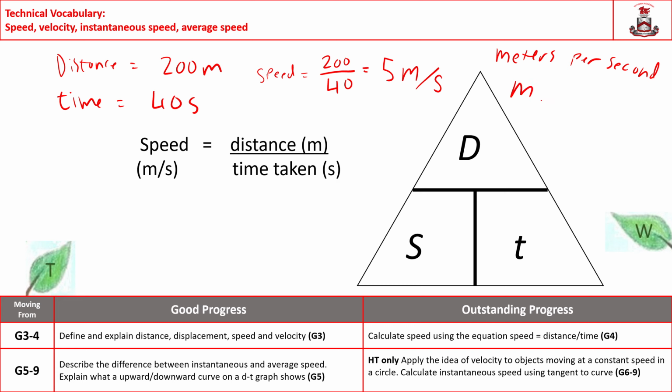The m stands for meters, the line we can say is per because it's divided by, right? It's the same as a fraction, and s stands for seconds. So, let's move on.